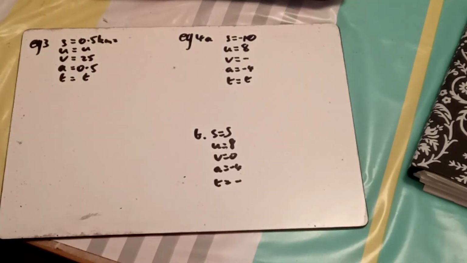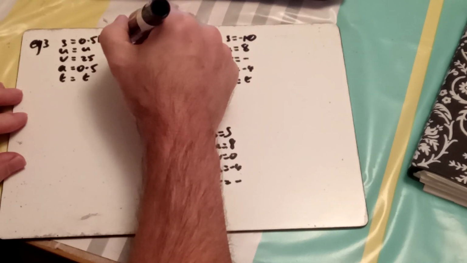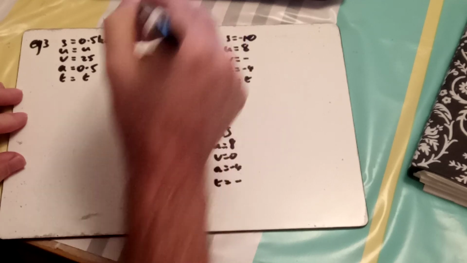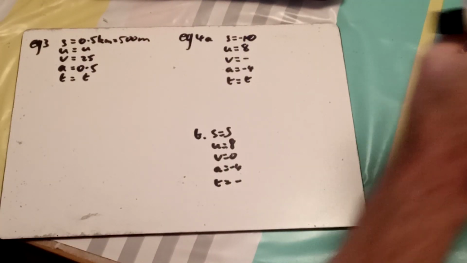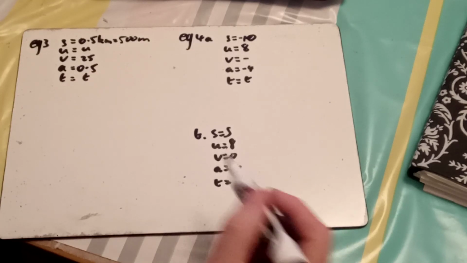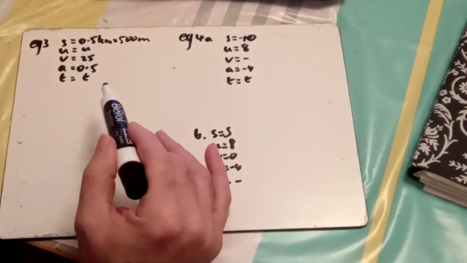Third example: the train accelerates at 0.5 meters per second squared along a straight track. It covers 0.5 kilometers. Now, all the units have to balance out. We're talking about meters, seconds, meters per second, and so on. So when you're given the distance in kilometers, you must change it to meters. And it has a final velocity of 25 meters per second. We want both the initial velocity u and the time t.